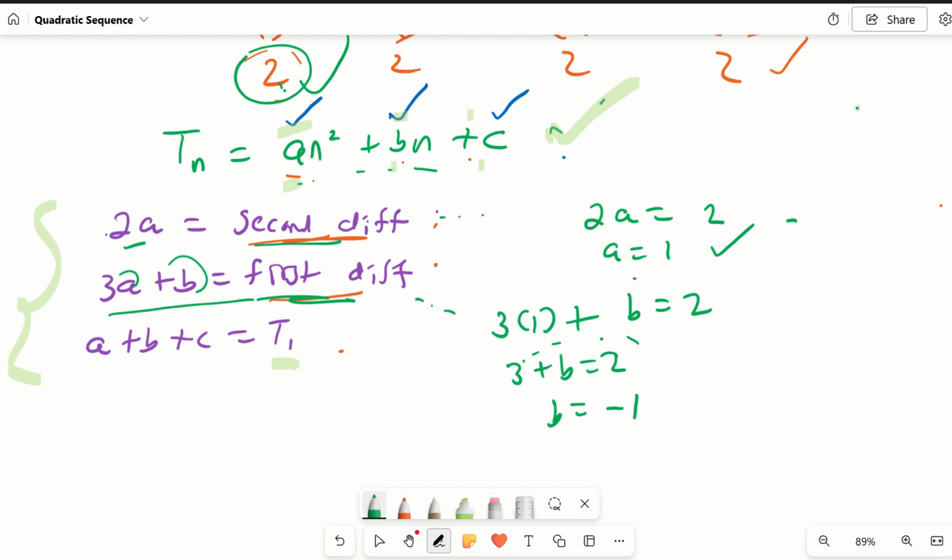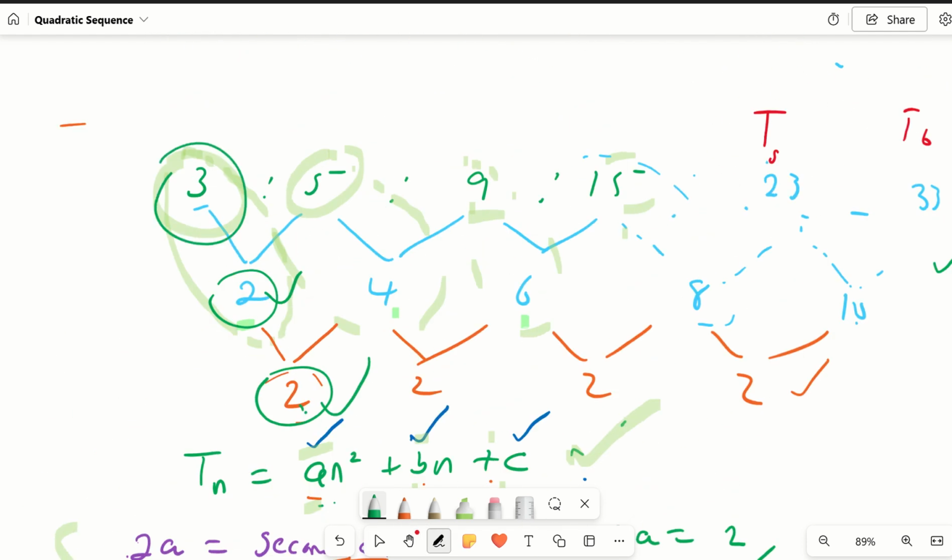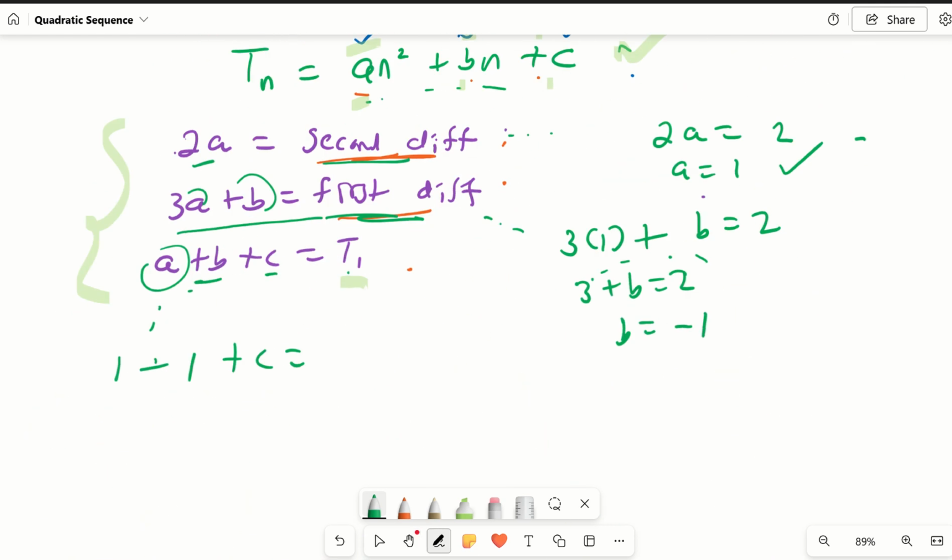Lastly, we find the value of C. We're going to use the third formula. Our A, we substitute our A. We found it to be 2. Our B to be minus 1 plus minus 1, which is just minus. Our C is what we're looking for. T1 is the first member. That is 3. So therefore, C equal to 3. So you have successfully found the values of A, B, and C.